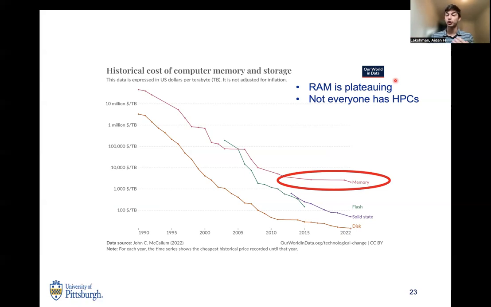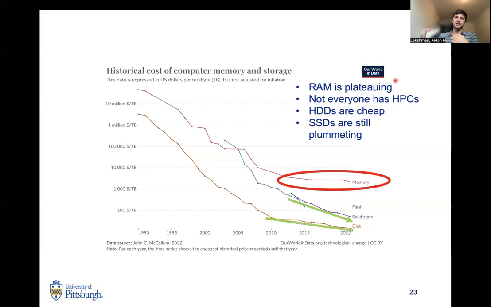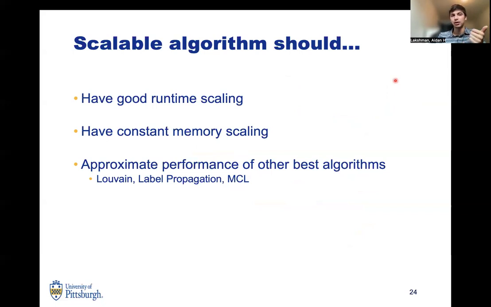Now, it's not all bad news. There is a workaround that we could do. It starts by pointing out that disk space is orders of magnitude cheaper than RAM. In addition, solid state drives are still plummeting in cost. At least in the past decade, they have had an exponential decrease in their cost over time. So maybe there's a way to leverage an old school computer science algorithm to use disk space given limited RAM. So we sought to develop an algorithm that has good runtime scaling, constant memory scaling, and approximates the performance of the other best performing algorithms, so that we can do community detection on big biological networks.